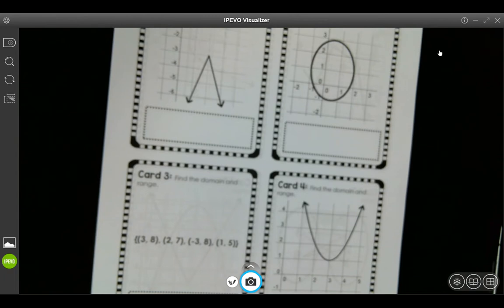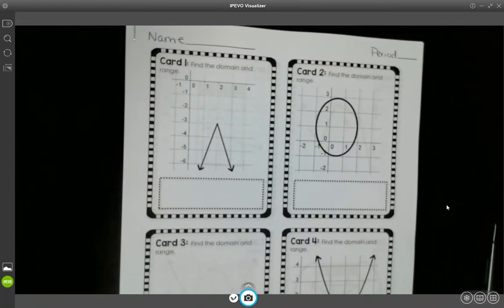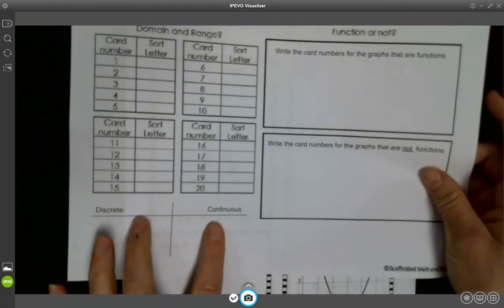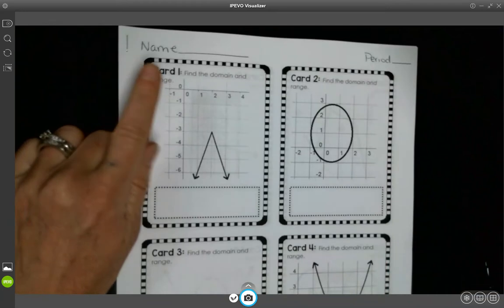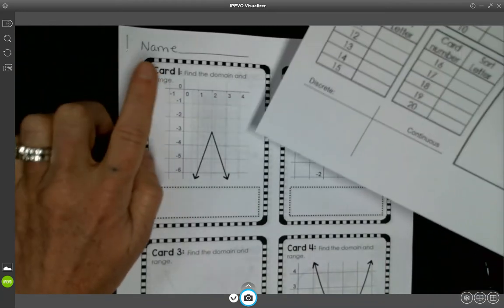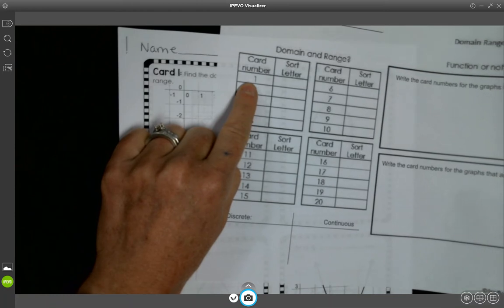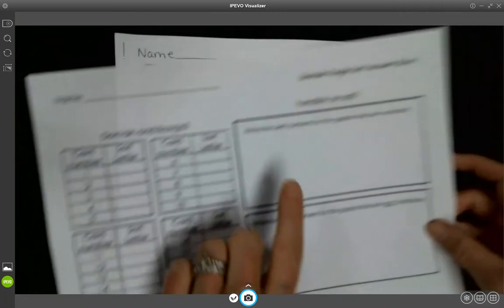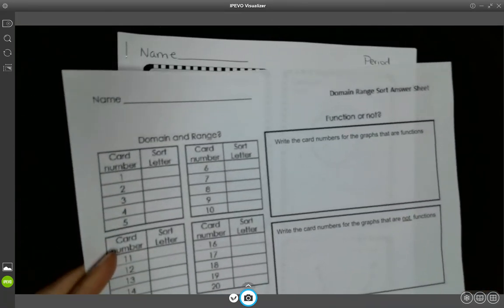So let's look at your assignment now. There are 18 cards. You're going to do domain and range for these, and you're also going to decide if it's continuous or discrete, and if it's a function or not a function. See how these all have numbers? So for number 1, you're going to get a sort letter here for its domain and range. You're also going to put number 1 in discrete or continuous, and number 1 as a function or not a function.